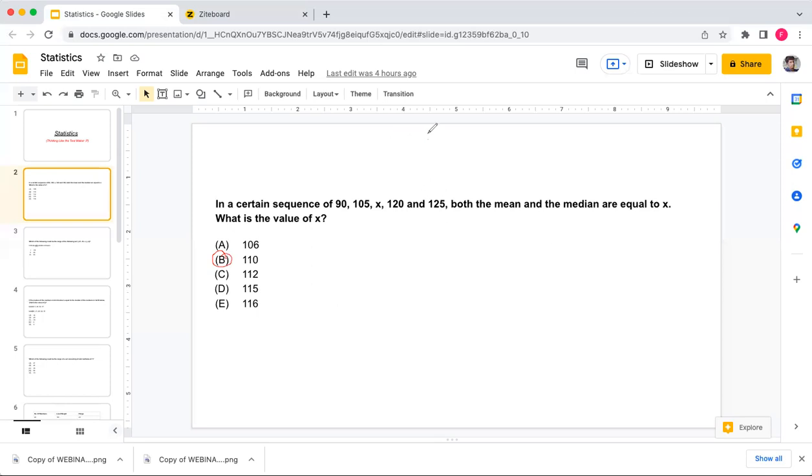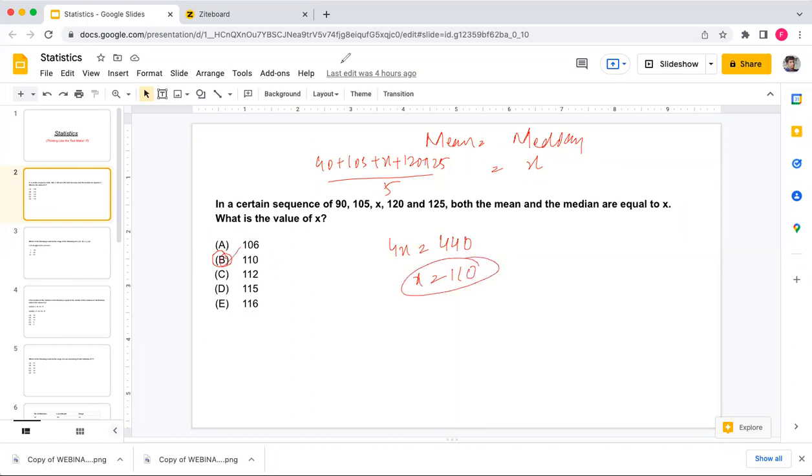Okay, so mean is equal to median, and median is equal to x. So what is the mean? That is 90 plus 105 plus x plus 120 plus 125 divided by 5. This gives 4x is equal to 440, right? And x came out to be 110. This is a very straightforward question.